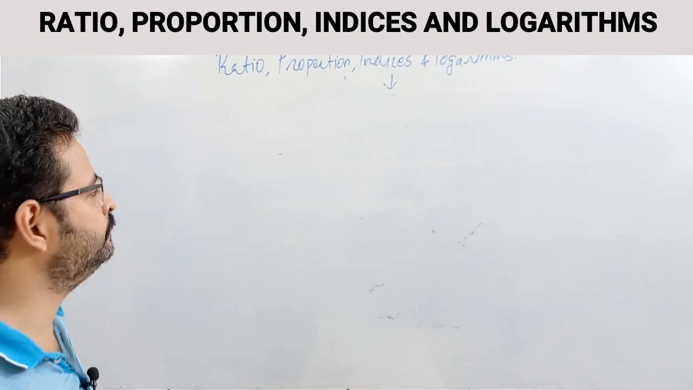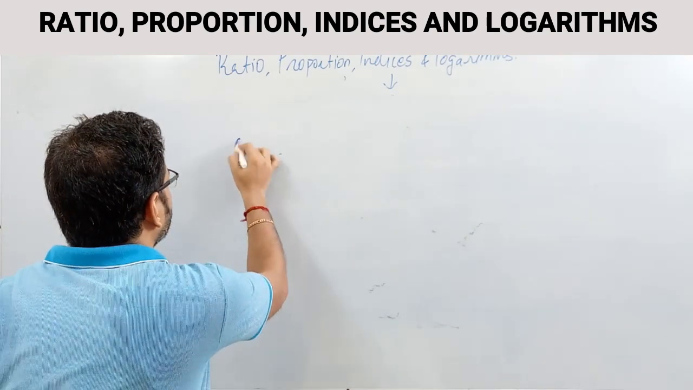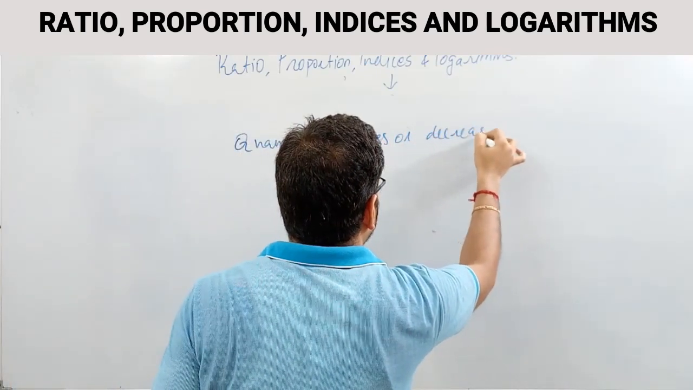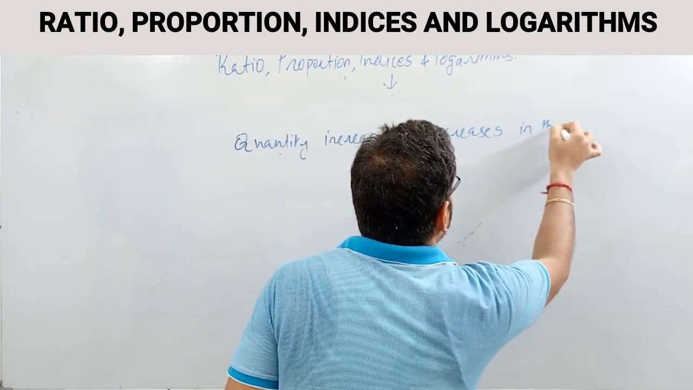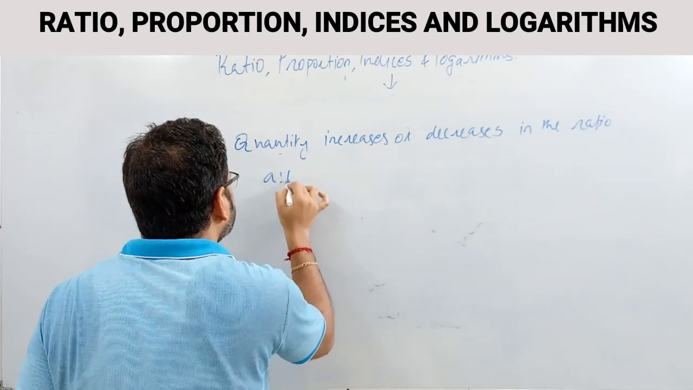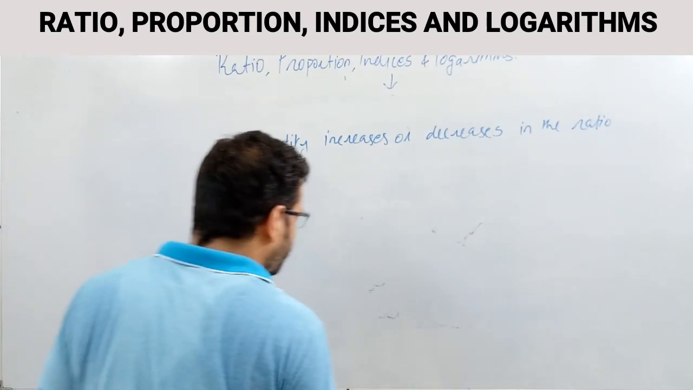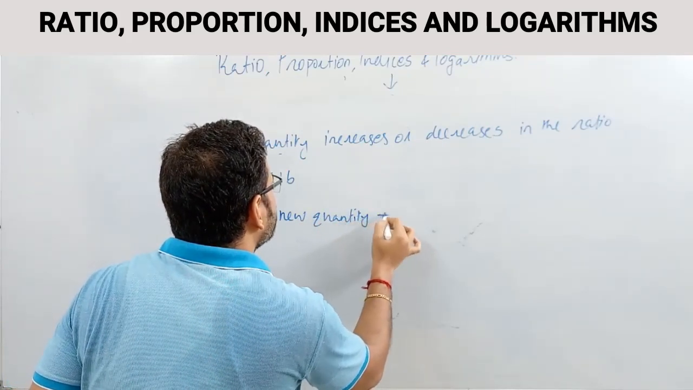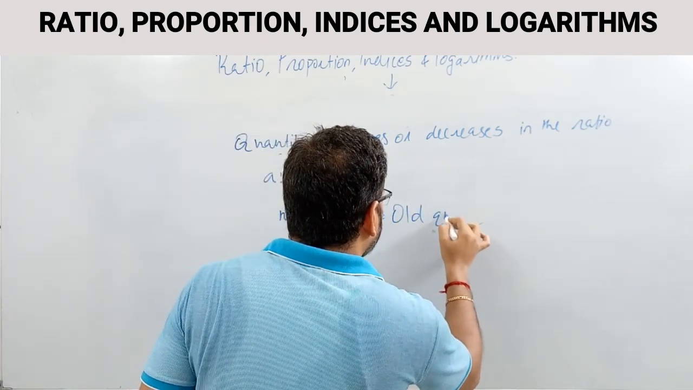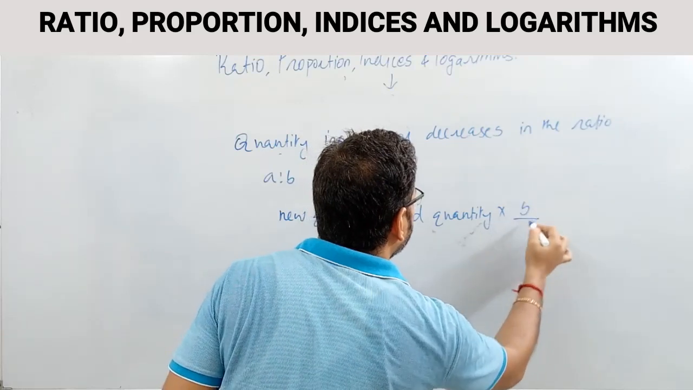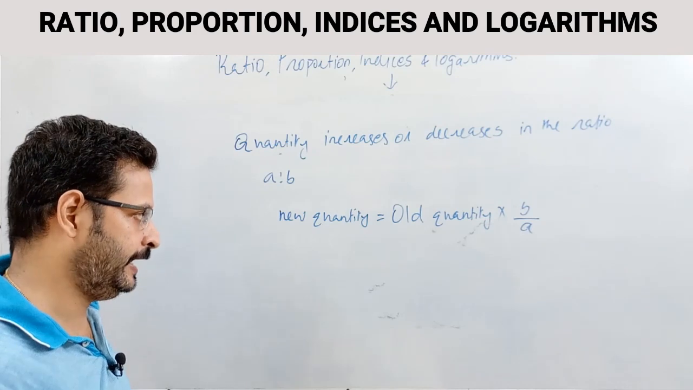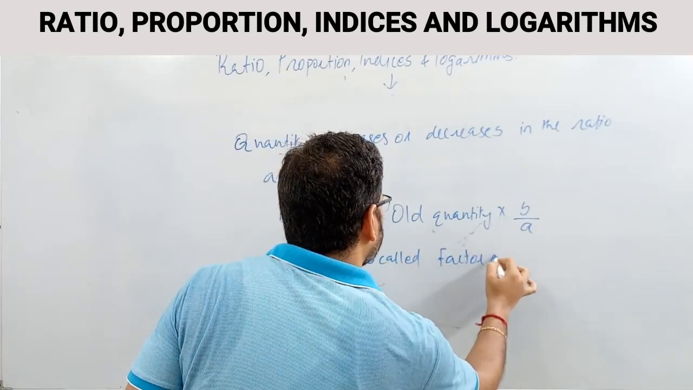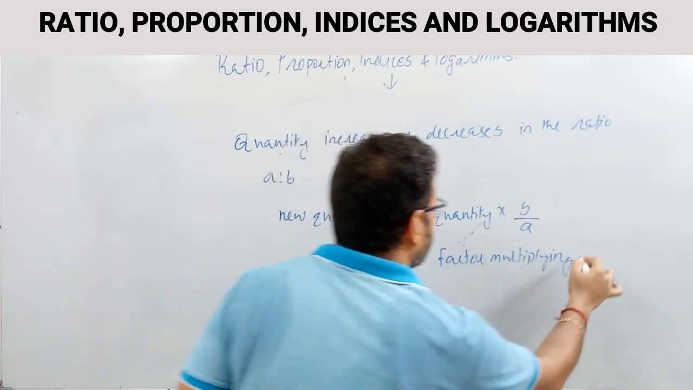Now consider an important property. When a quantity increases or decreases in the ratio A is to B, then the new quantity will be equal to the old quantity into B divided by A. This fraction B divided by A is called the multiplying factor ratio.